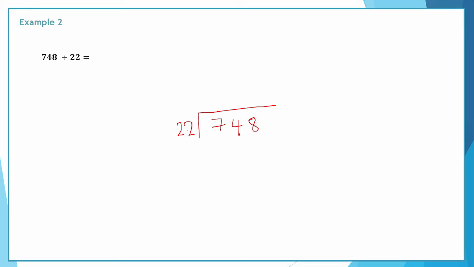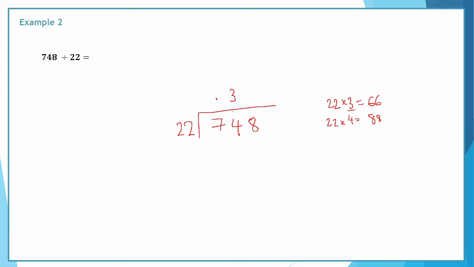We're going to look at how many times this number goes into the first digit here. Obviously 22 doesn't go into 7, so we can just put a dot here. And then we can look at how many times 22 goes into 74. Well, we know that 22 times 3 gives us 66, and 22 times 4 gives us 88. So we know that it's going to go in at least 3 times. So we put 3 here.